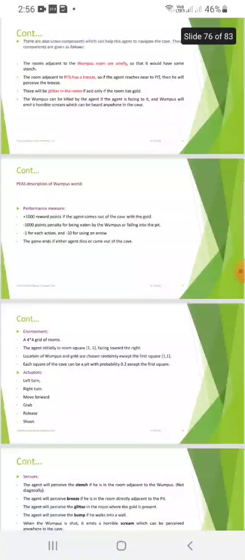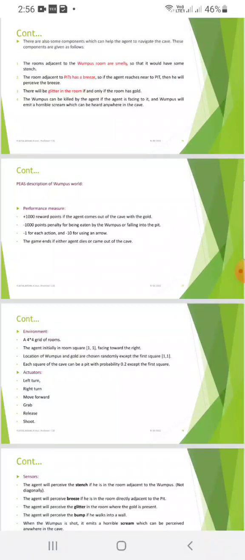So here comes the PEAS description of the wumpus world. We have already seen the PEAS representation in class: performance, actuators, sensors, and environment. So these are the four things we have in the PEAS representation.